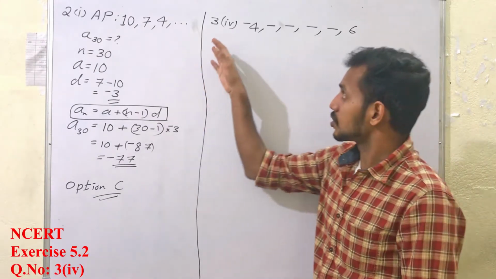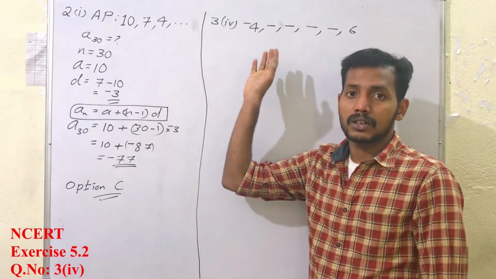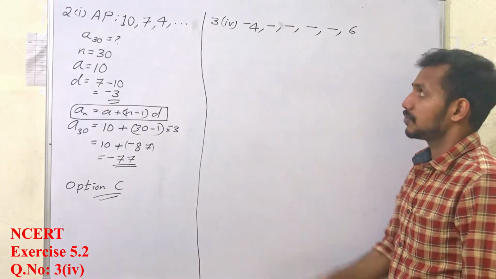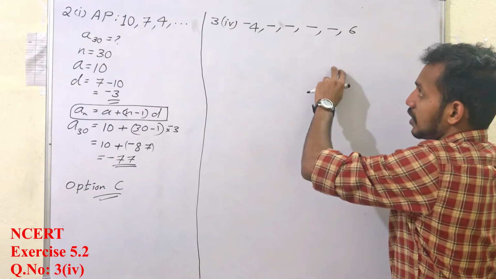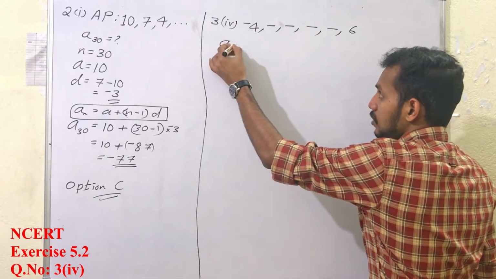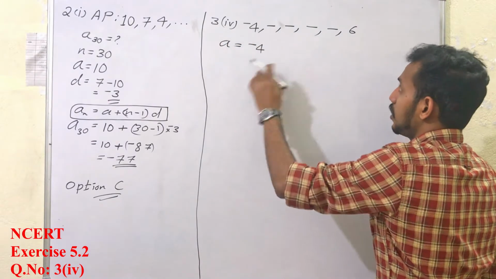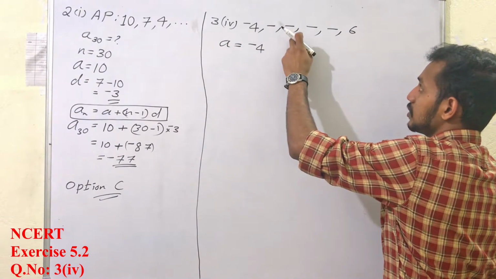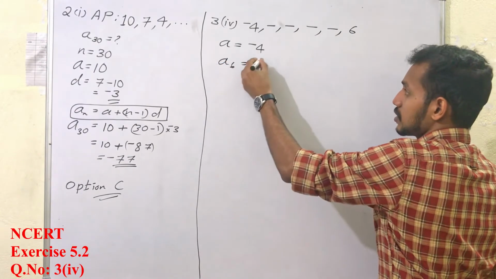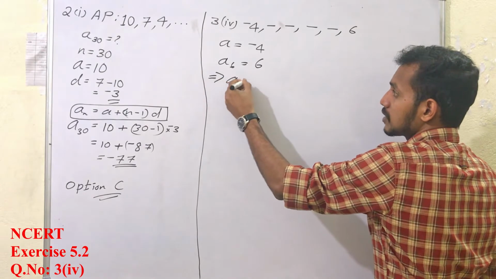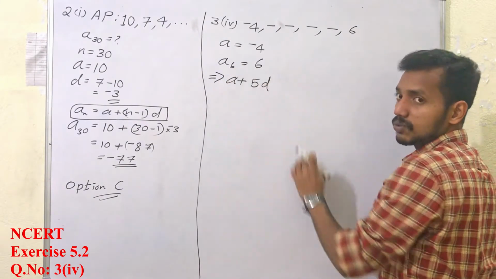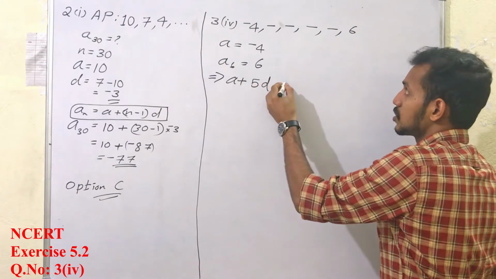Next I am going to take question number 3, option number 4. Find the missing terms of the following AP. Here I am taking only option number 4. Here 4 terms are missing, and the first term and last term are given. The first term is given, that is minus 4. And first, second, third, fourth, fifth, sixth, a6 is given, which is 6. Which implies a plus 5d, that is a plus (6 minus 1) into d, is equal to 6.